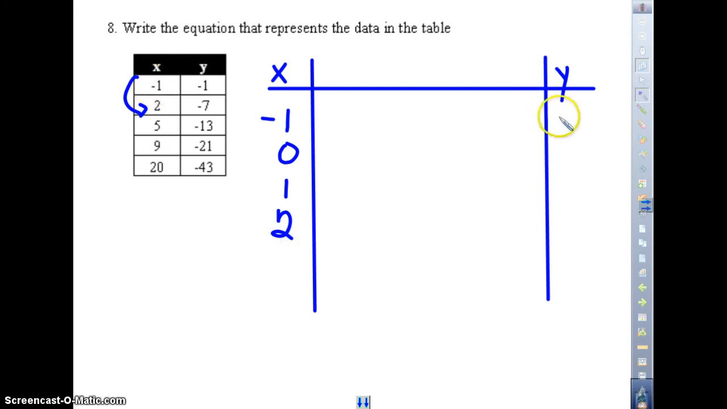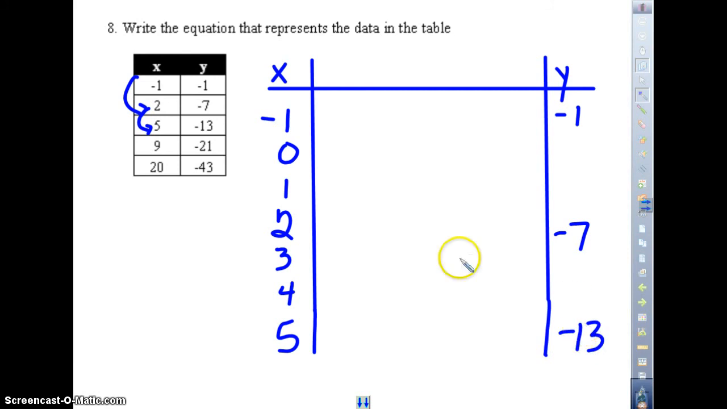If an x is -1, my y is -1. If my x is 2, my y is -7. And then it jumps to 5. So it skipped 3 and 4. Here's 5. 5 is -13. From 2 to 5, that was an increase of 3.